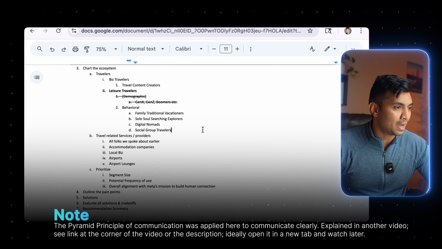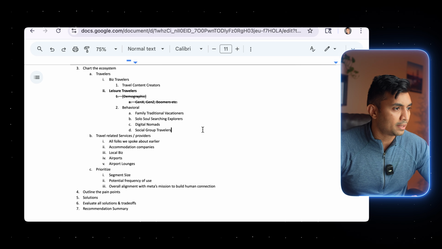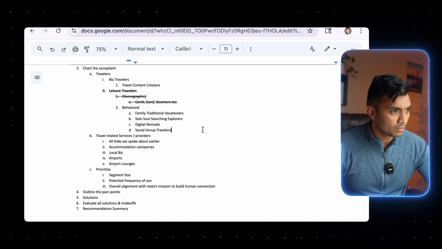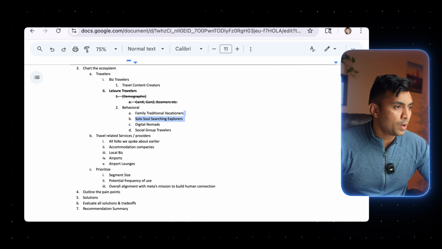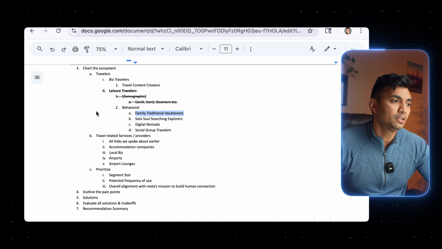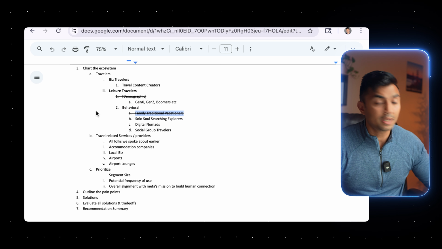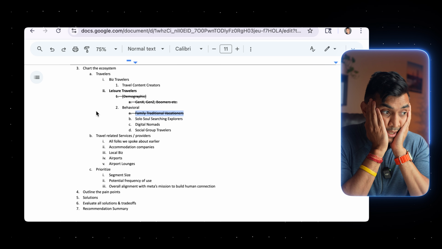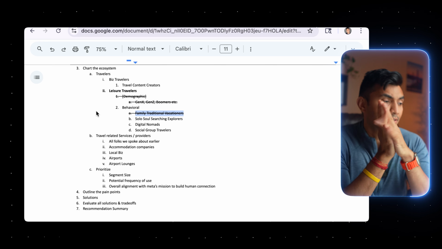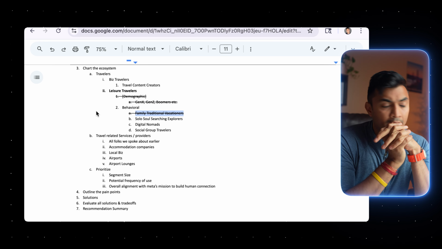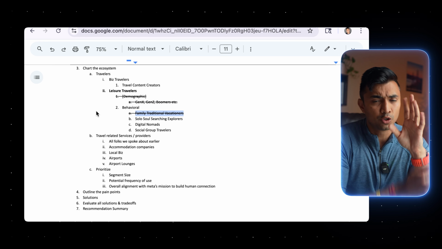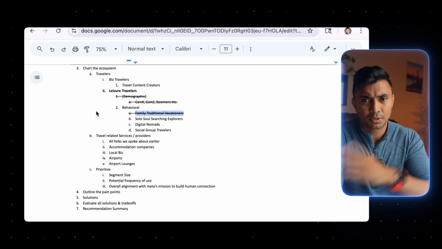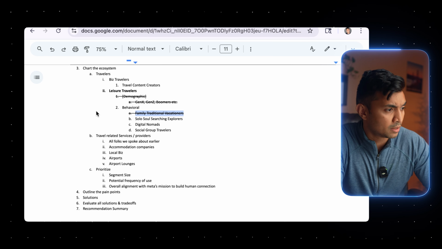So I think to start off, I'm going to say that the family traditional vacationers is something I want to deprioritize. My reason for that is that while it's a fairly reasonable segment size and fairly reasonable frequency of use, I don't think the frequency of use is that high. They probably travel as a family twice a year or something.